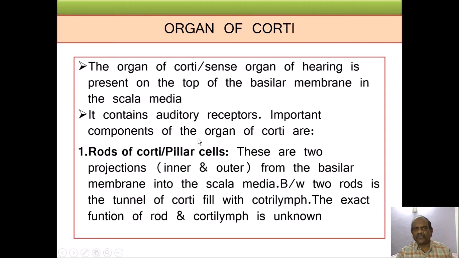Important components of the organ of Corti are the rods of Corti, or pillar cells. These are two projections, inner and outer, from the basilar membrane into the scala media. Between the two rods is the tunnel of Corti, filled with Corti lymph. The exact function of the rods and Corti lymph is not known.